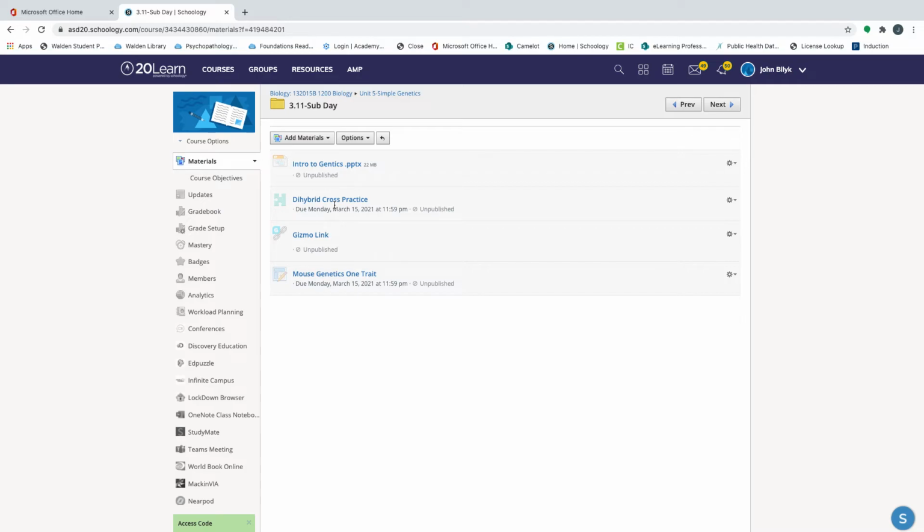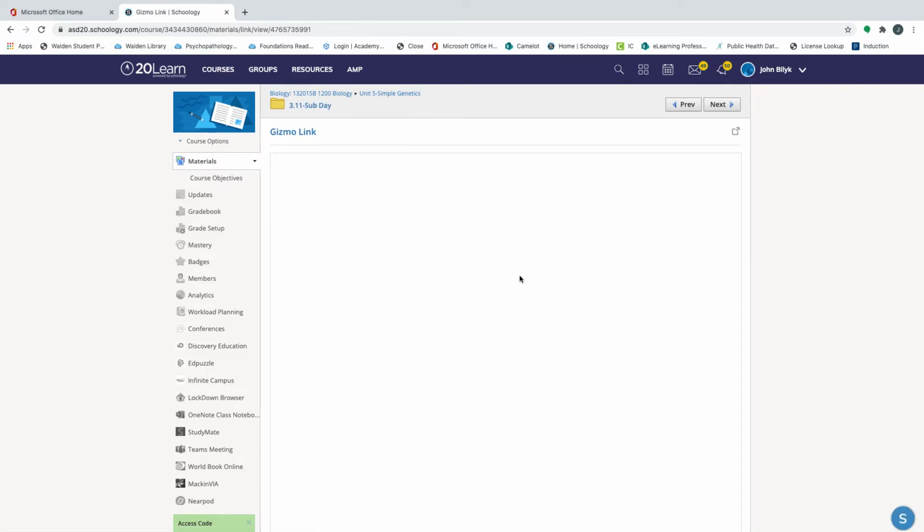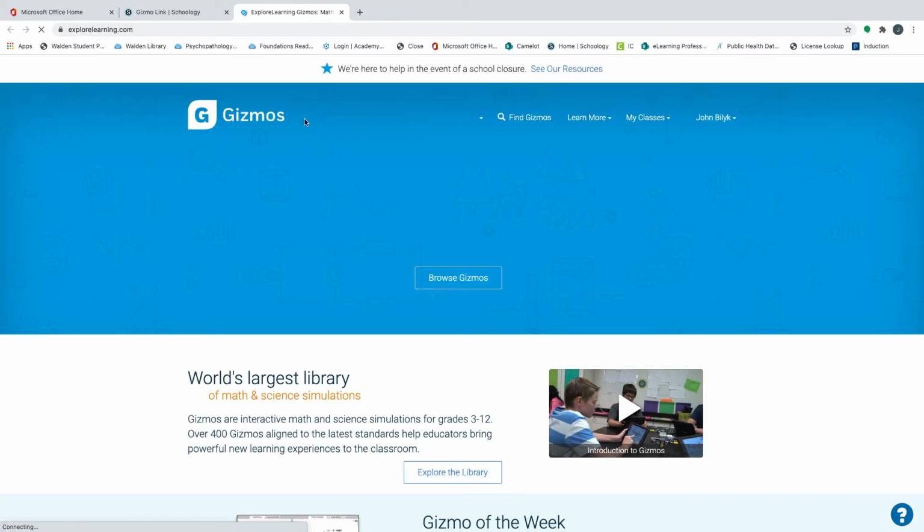Wishful thinking. So, after you finish the dihybrid cross, what you will be doing next is working on the mouse genetics with one trait. Alright? So, the mouse genetics with one trait gizmo and the mouse genetics with one trait doc as well. I have a link included for you all because I didn't put it in there before. So let's click on the link first. The gizmo won't pull up in here. Click on this link now. Check that out. It opens up a new tab.